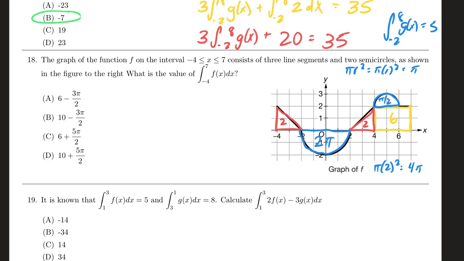So now we just need to combine these. The stuff on the top is all positive, so all the triangles and the rectangle are positive, so 10 is the whole number part. Then we take the positive pi over 2 and subtract the 2 pi part. And that tells us B is the right answer.